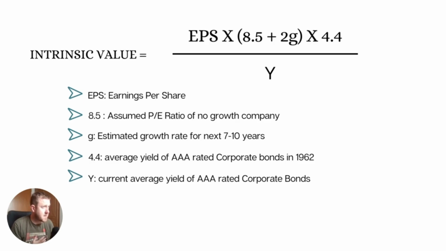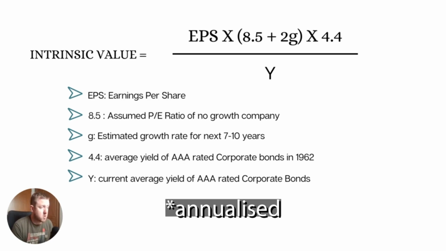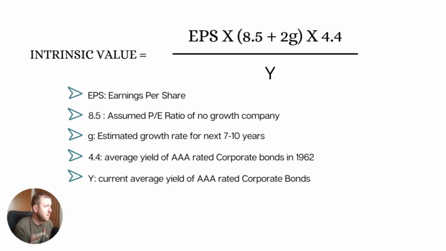Let's have a look at some of the inputs that you're going to need. Firstly, you just need the earnings per share of the company. Then in the brackets here, you see 8.5 plus 2G. 8.5 here represents the assumed PE ratio of a company that has no growth whatsoever. Then your G here represents the estimated growth of that company over the next 7 to 10 years. Then the last two inputs take into account interest rates. 4.4 here represents the average yield on AAA rated corporate bonds in 1962, and Y represents the current average yield on AAA rated corporate bonds right now.